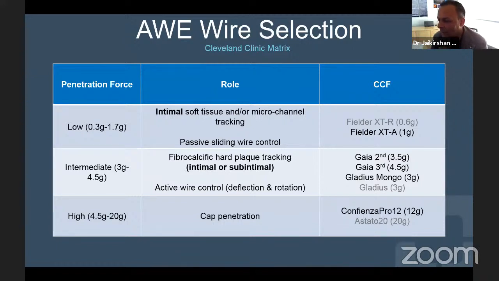And then the last category is the high penetration wires. These are used specifically for cap penetration, just to puncture a hole. Beyond that, we really don't have much of a role for these wires. Specifically, the wires that we use are Confianza Pro 12 and on occasion a Stato 20. But the role here is just to make a hole and then rapidly de-escalate.